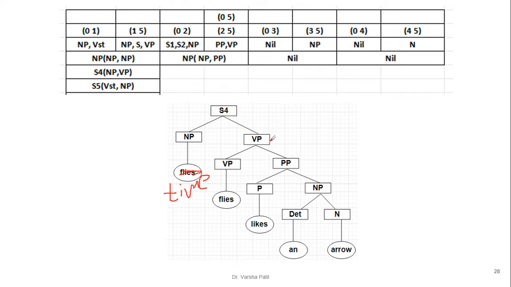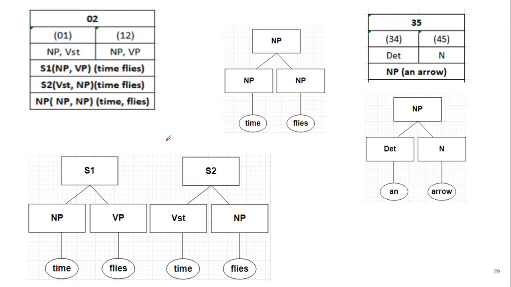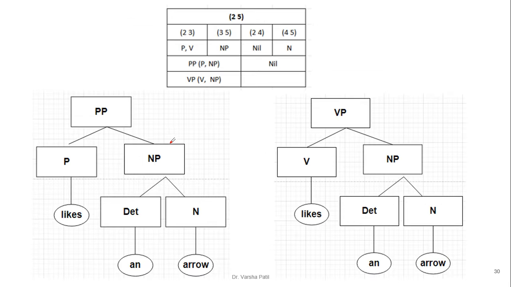So maybe a very minor mistake may be there in drawing because it's not easy to draw, but with this matrix you can check and backtrack and draw the parse trees. So I have shown it again.